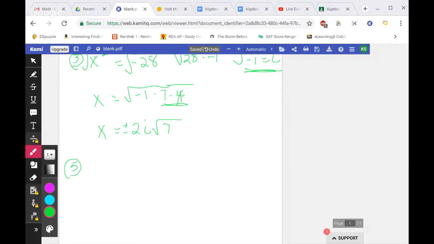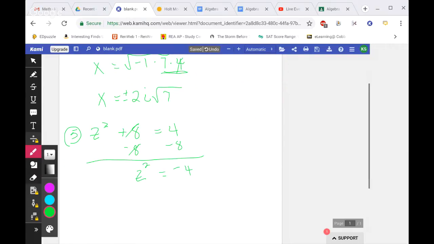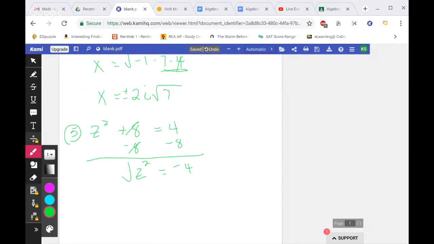Okay, so now the next one, number 5, is z squared plus 8 equals 4. What you want to do is get your variable on one side and your constant on the other. So we're going to subtract 8 from both sides, and that's going to give us a -4 on this side. Right? Okay. So now I'm going to take the square root of both sides.